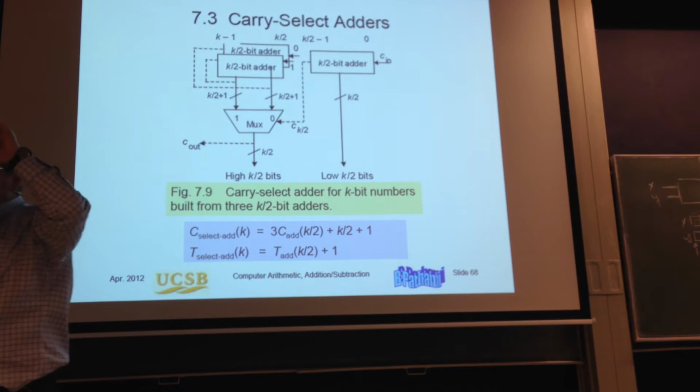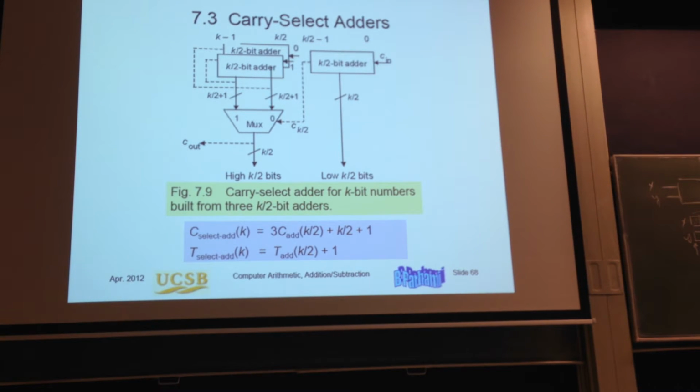And I can use that carry now to make a selection on the right value. What I did is I transformed a k-bit complex problem into a k over 2-bit complex problem plus a delay of the mux. Then what cost me now are 3 k over 2-bit adders and a k over 2-bit mux, and I got the solution.